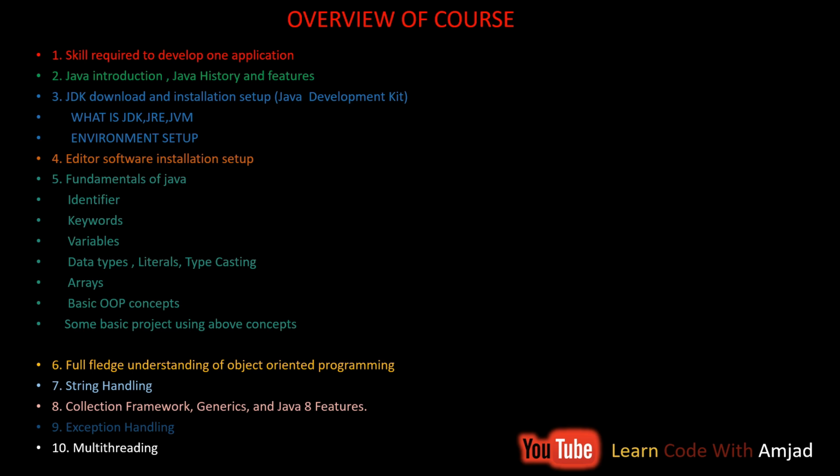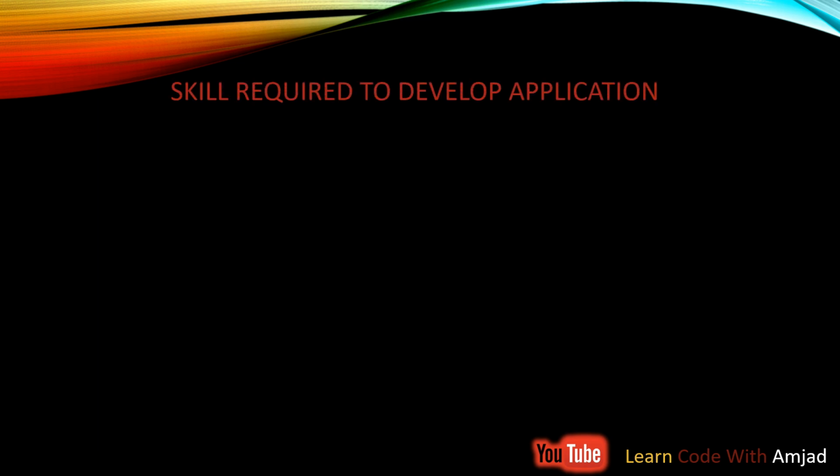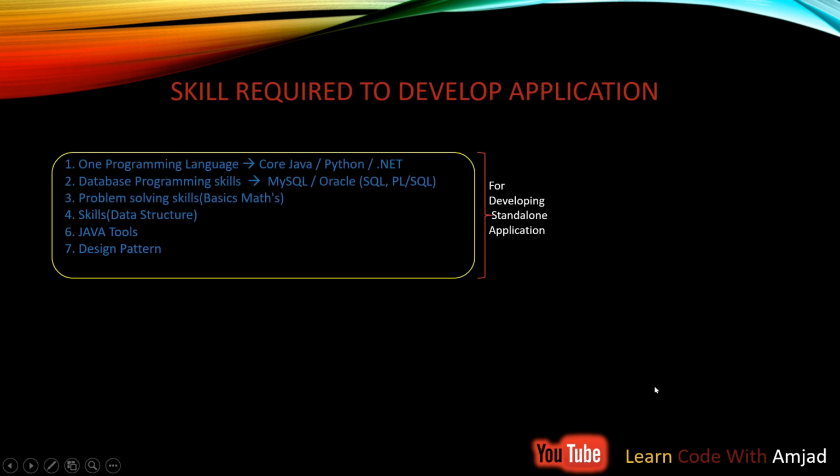Now let's see what we are going to learn in this video. In this video, we are going to understand the skills we require to develop an application, and a Java introduction. As a developer, to develop an application, what do we need to learn? What skills are required? The skills required to develop an application: programming language, core Java, Python or .NET, database programming skill, problem solving skill, logical skill, Java tools, and design patterns for developing a standalone application.